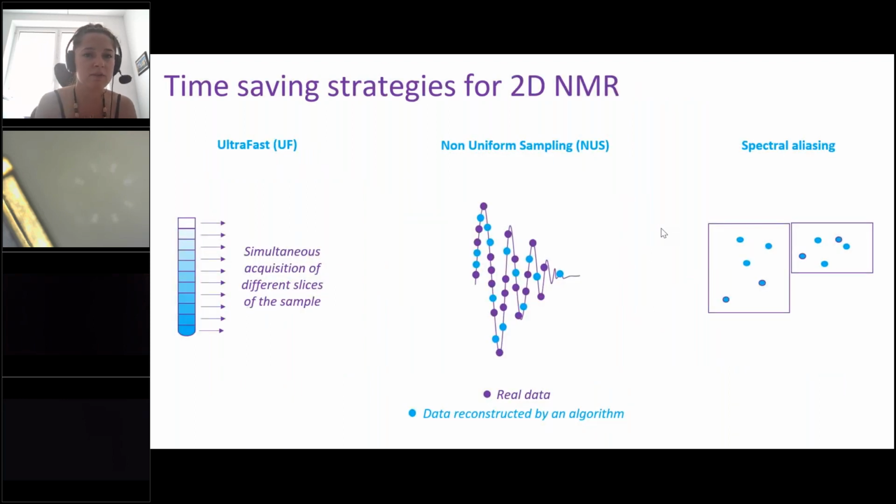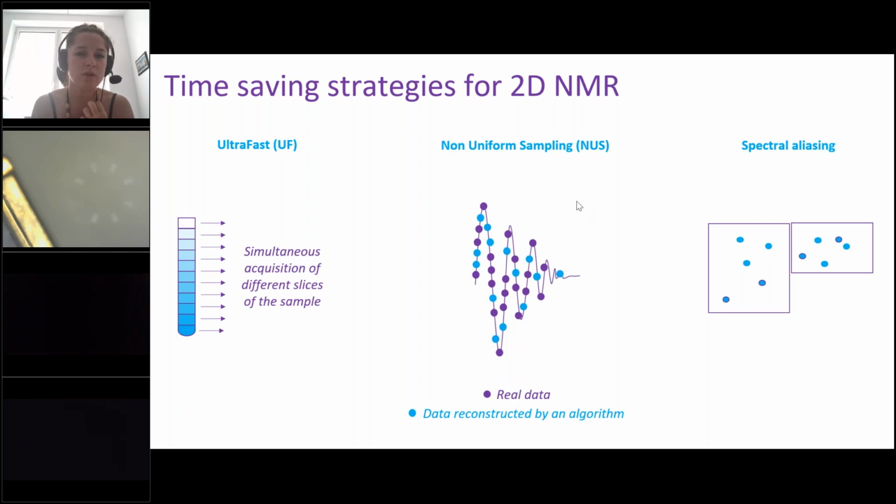And those time-saving strategies, I'm going to present three of them today, which I based my acquisitions on. There is ultra-fast, where basically the sample is cut into different slices, and there is a simultaneous acquisition of the NMR spectra on the different slices. So this really improves the rapidity of the acquisition.